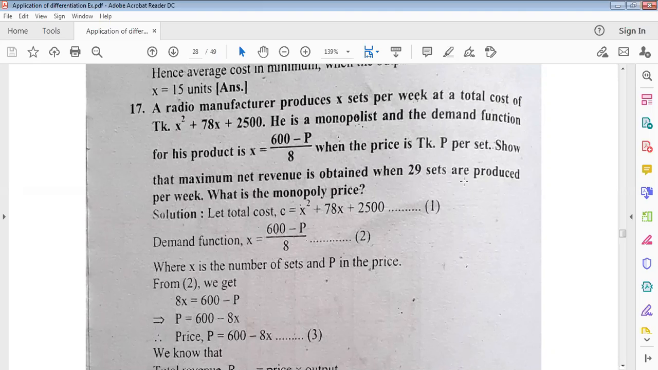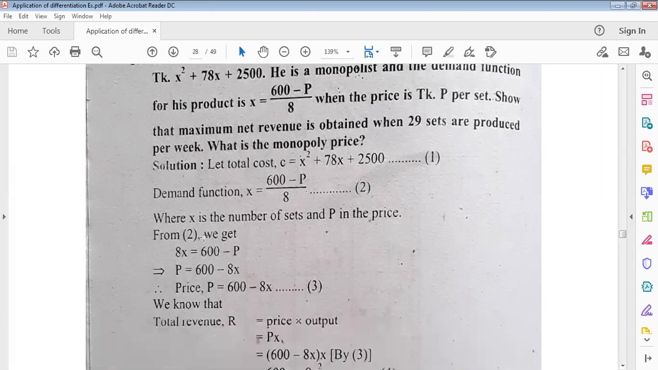Monopoly means what? Actually, he is the only one person in that area who has the influence for this business. Let us consider the cost is C equals x square plus 78x plus 2500. This is the given cost. Now the demand function is also given: x equals 600p divided by 8, where p is the price and x is the number of units of the sets.